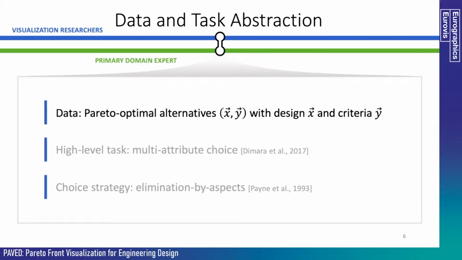We then started to translate our domain understanding into something that we, as visualization researchers, can design for. So the alternatives to be visualized are basically data points consisting of about a dozen design parameter values and up to 10 criteria values. The high-level task is to decide for the most preferred motor design. This is known as multi-attribute choice. The visual design should also take the expert's workflow into account, which we found to be most similar to what decision theory calls the elimination by aspect strategy.